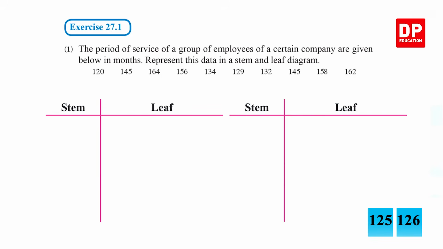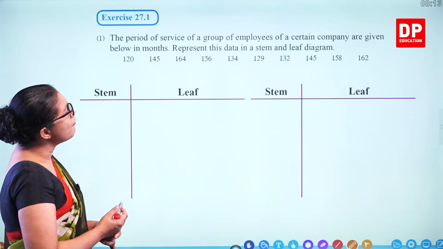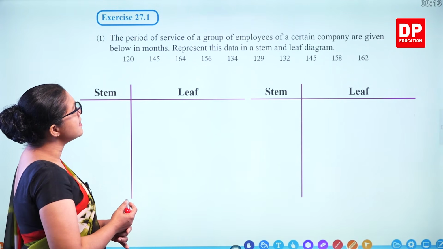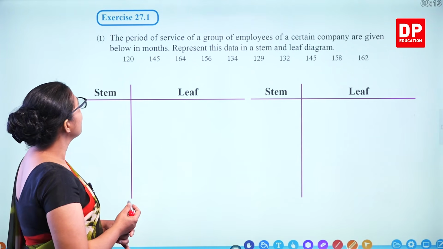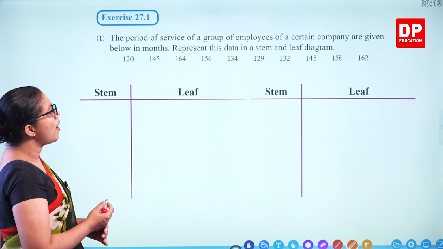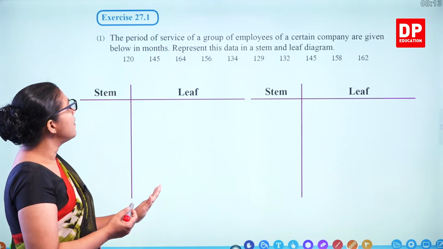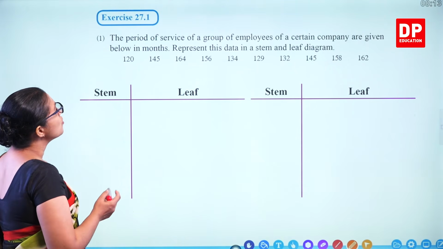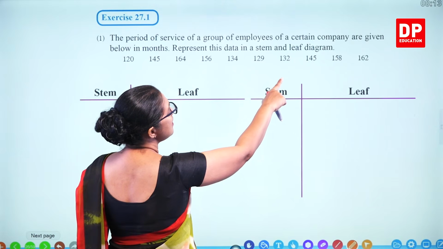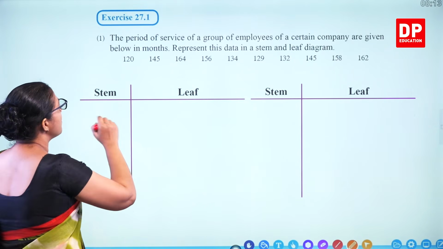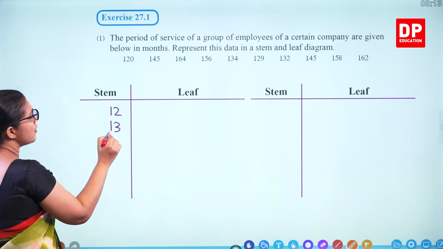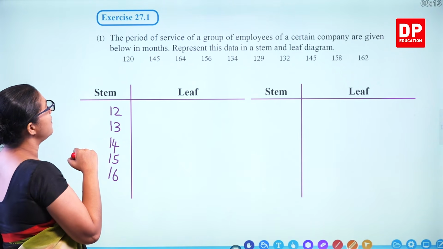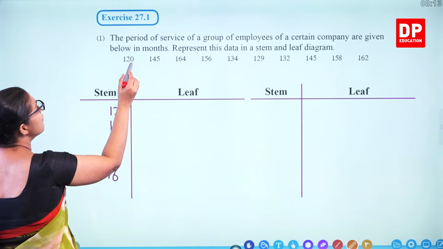Exercise 27.1. The period of service of a group of employees of a certain company are given below in months. Represent this data in a stem and leaf diagram. So 3-digit numbers are there. You have to take 2 digits for stem and the ones place as a leaf. We can see 12 is there, 13, and 16 is the maximum. So starting from 12, you can write 12, 13, 14, 15, 16 as the stem values. And then you write down the leaf.